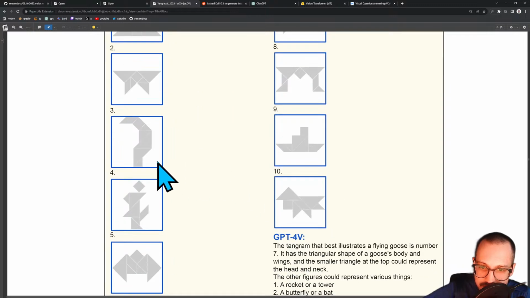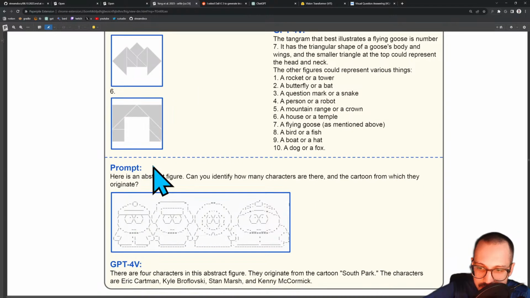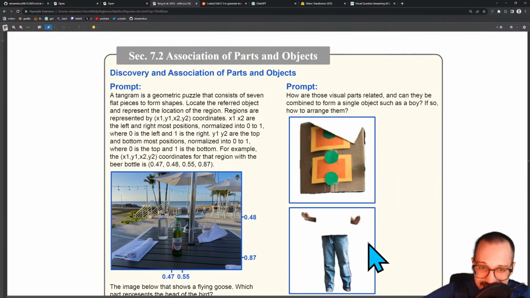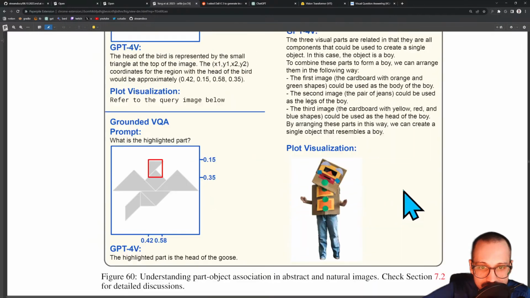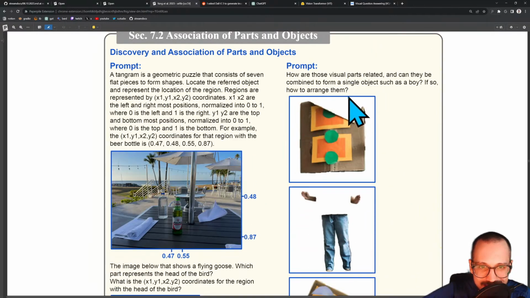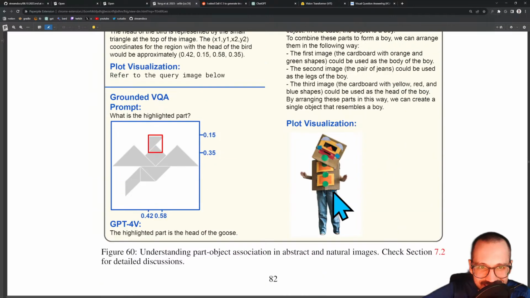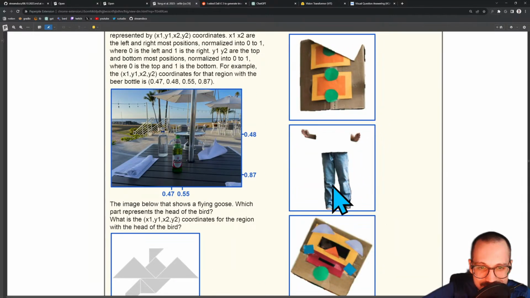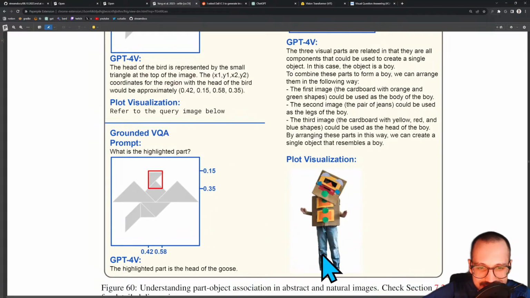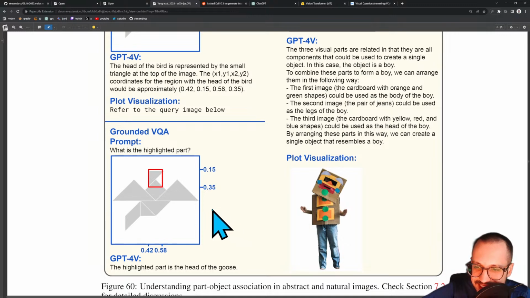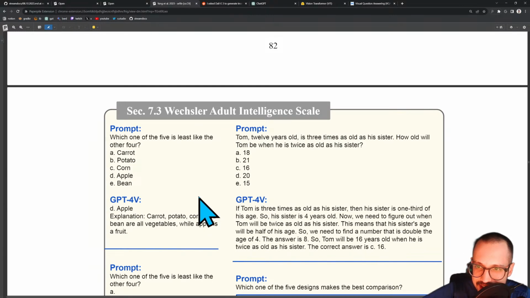Like, look at this. What? It can solve tangrams? Can recognize ASCII art. What? Look at this. You feed it 3 separate pictures and then ask it to combine them, and look at that. Wechsler Adult Intelligence Scale.